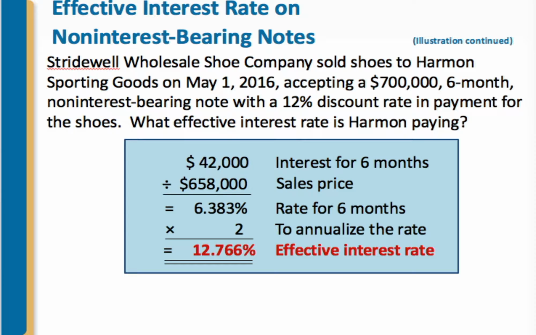The sales revenue under this arrangement is only $658,000, but the total amount of interest is calculated as the discount rate times the $700,000 face amount. This causes the effective interest rate to be higher than what is stated as the 12% discount rate. This note should be valued at the present value of future cash receipts. The present value of $700,000 to be received in 6 months using an effective interest rate of 6.383% is $658,000.